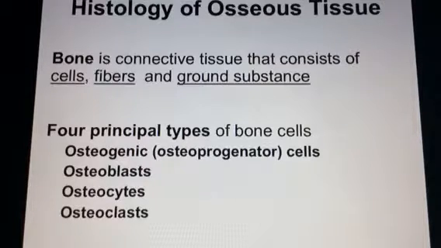Okay, this video will be about osseous tissue. We're going to start with histology, so that means what we see under the microscope. In our previous video, we talked about bone being a connective tissue.